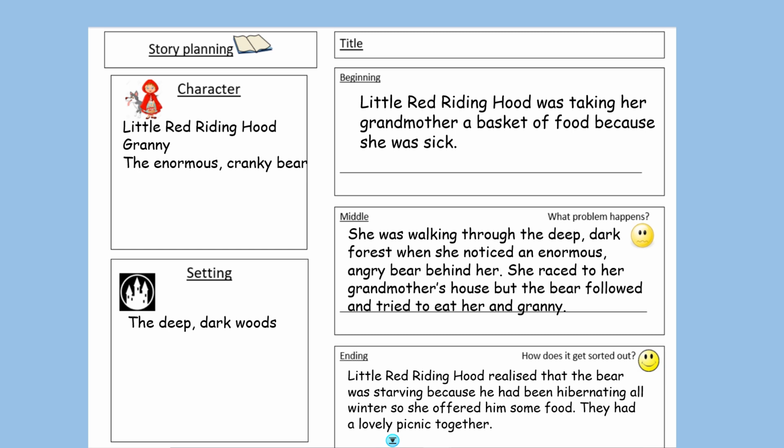And then, so that's the problem, and fairy tales and traditional tales have a solution. So that's when the problem is fixed. So I had to think to myself, okay, this is the problem I've created. Now, what's the solution? How are we going to solve this problem? So I've decided that the solution can be that Little Red Riding Hood realised that the bear was starving because he had been hibernating all winter, so she offered him some food, and they had a lovely picnic and that was the end of our story. So I've still used the basis of Little Red Riding Hood, but I've just changed some parts.